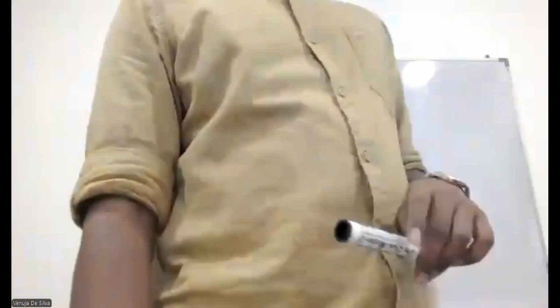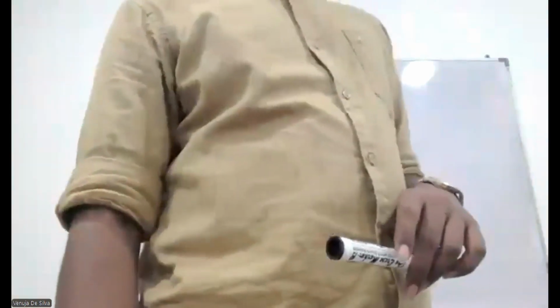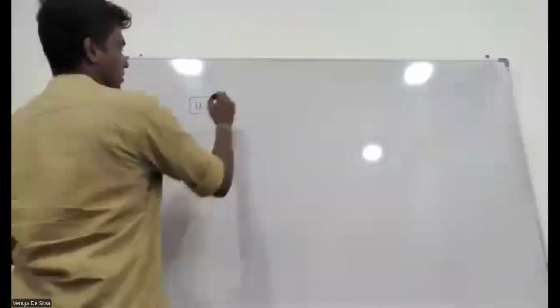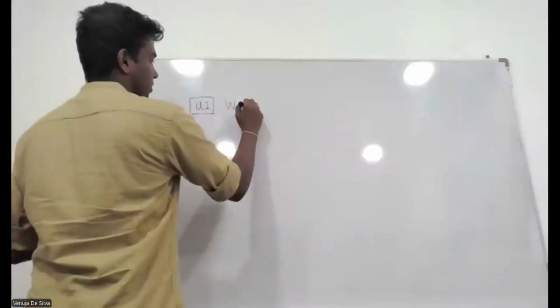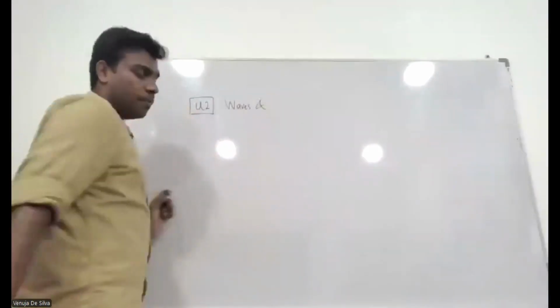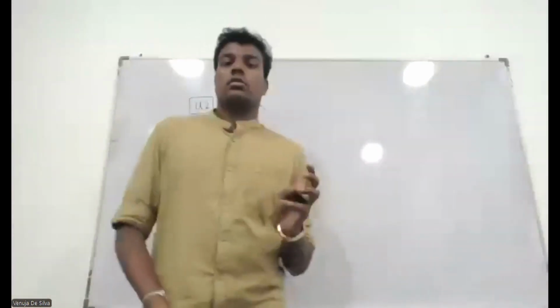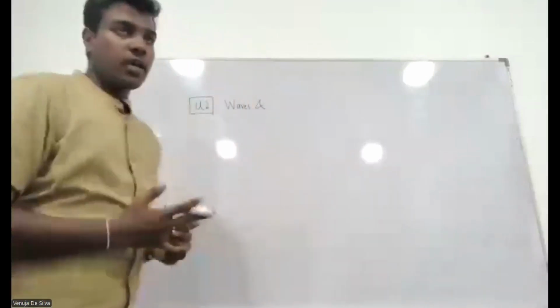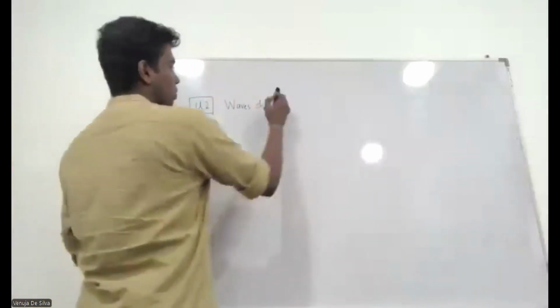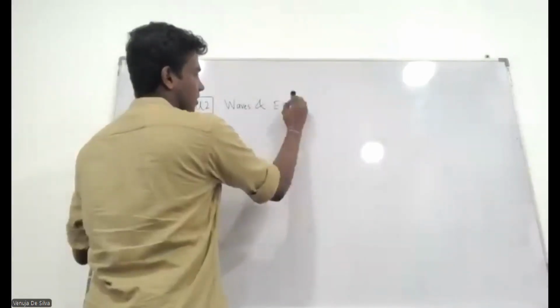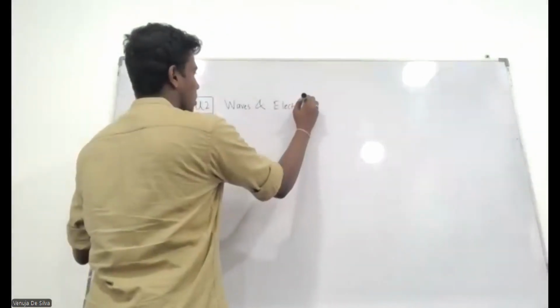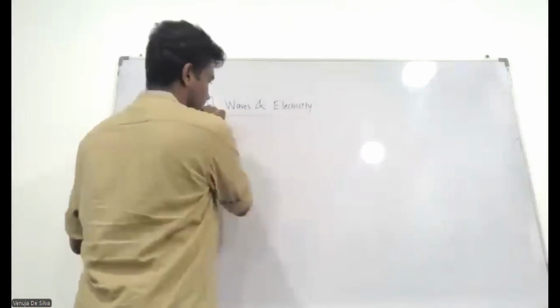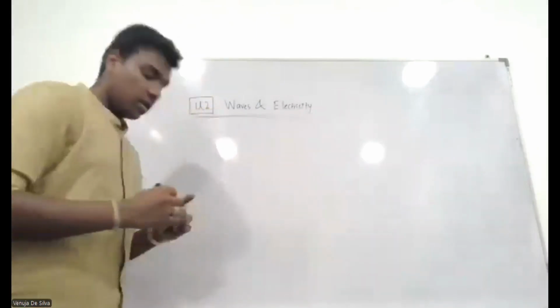And what is the name of Unit 2? Can anyone of you say? Yeah, waves and electricity. That is the name of Unit 2. Unit 5 is the longest lesson in the syllabus, and after Unit 5, the longest lesson is Unit 2, waves and electricity.